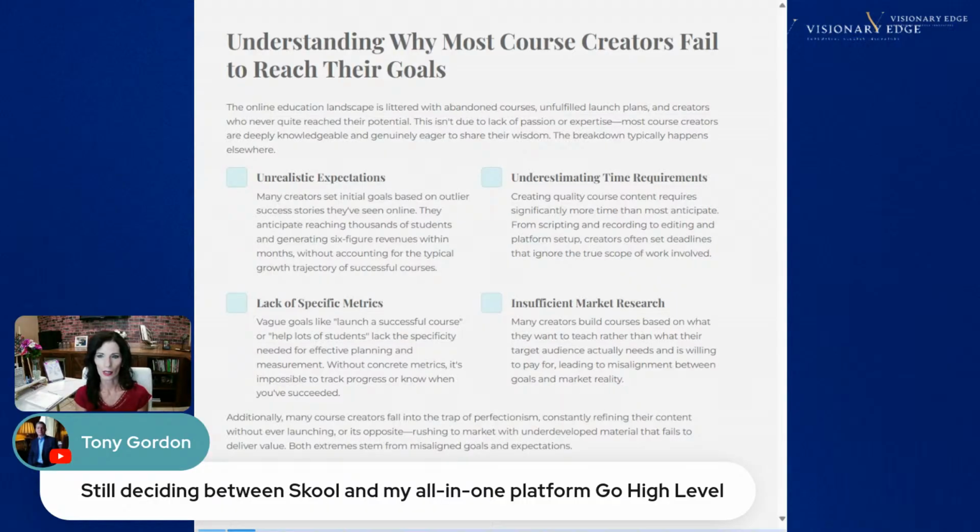It just kind of depends on the course that you're creating, how long it is, and what that user experience is going to be for your students. That's what you want to look at with where you're going to host it, and where you're going to host it for the long term.